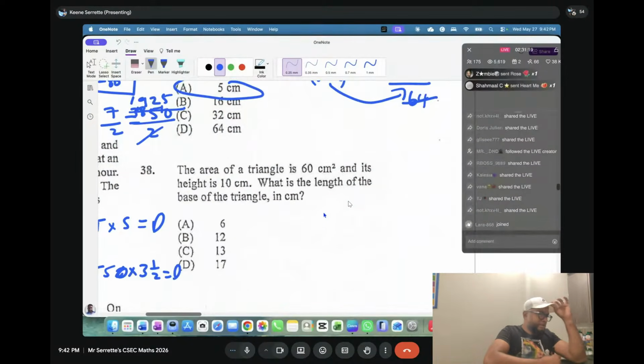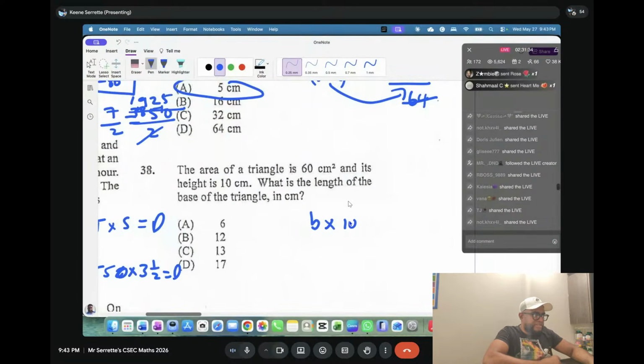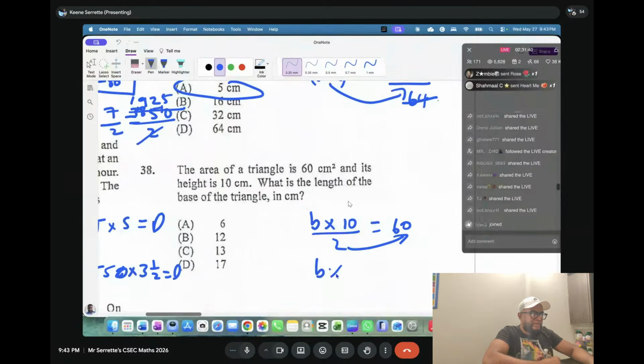Thank the Lord. The area of a triangle is 60 centimeters squared and its height is 10 centimeters, right? What is the length of the base? So it will be base multiplied by height over 2 is equal to 60. Where do we carry the 2? That'll be 120. Where do we carry the 10? 12.